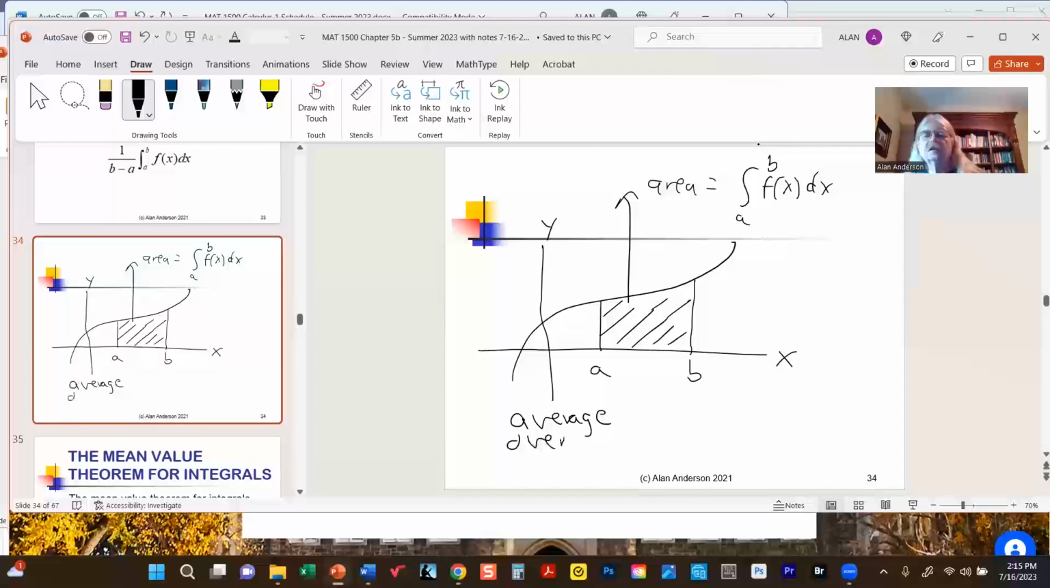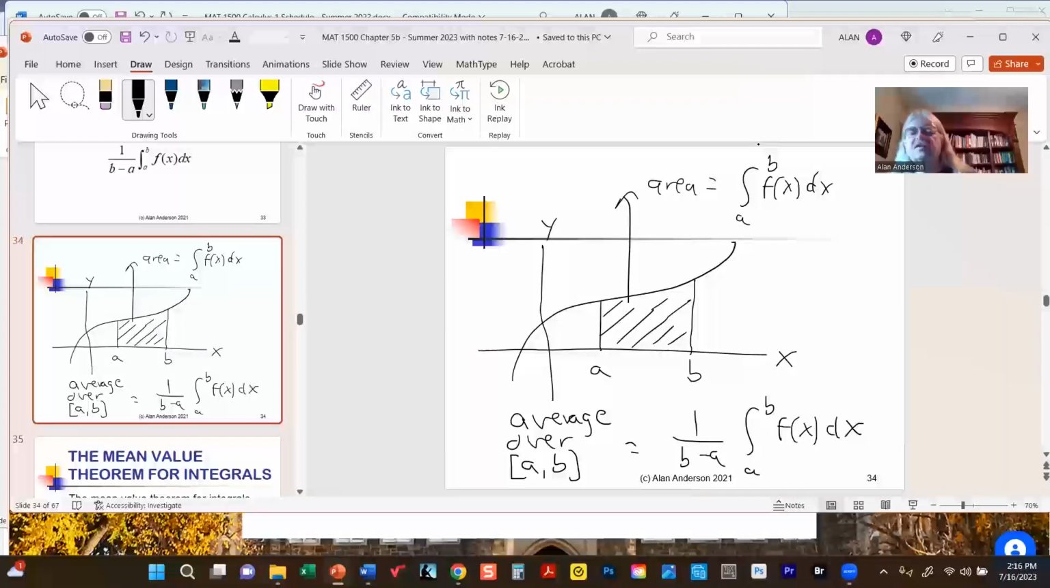Okay, so the total area is right here, but the average over the interval, the closed interval from A to B, is going to be the definite integral from A to B multiplied by 1 over B minus A, where of course that's the width of the interval.